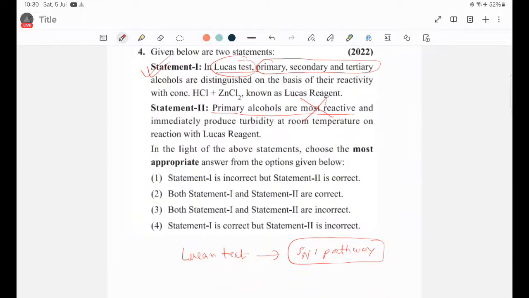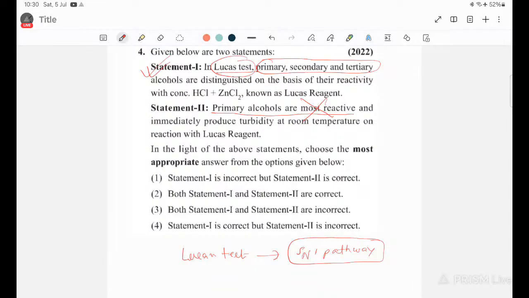But in case of secondary alcohol, you will definitely get the turbidity, but the time will be more than in the case of tertiary alcohols. And in case of primary alcohols, it will take a huge time, or mostly you will not get the turbidity. We cannot say that, but definitely in case of primary alcohols the time will be very much longer than the secondary or tertiary alcohols. The tertiary alcohols give the turbidity so fast because it is going through the SN1 pathway, and the 3-degree carbocation will be the most stable one.